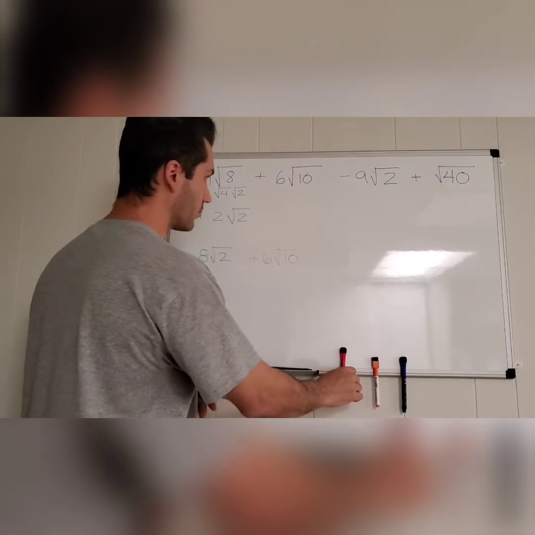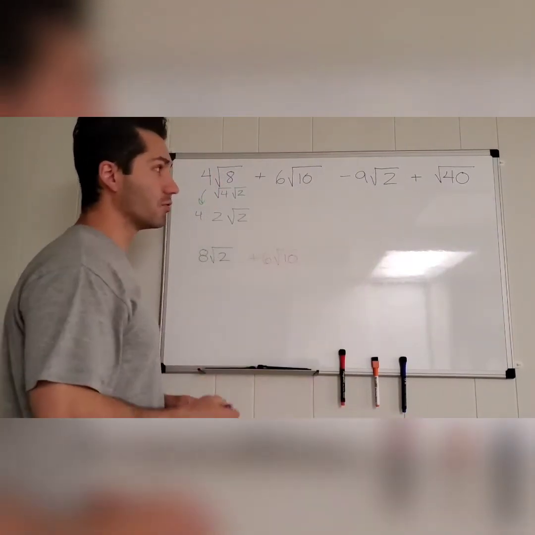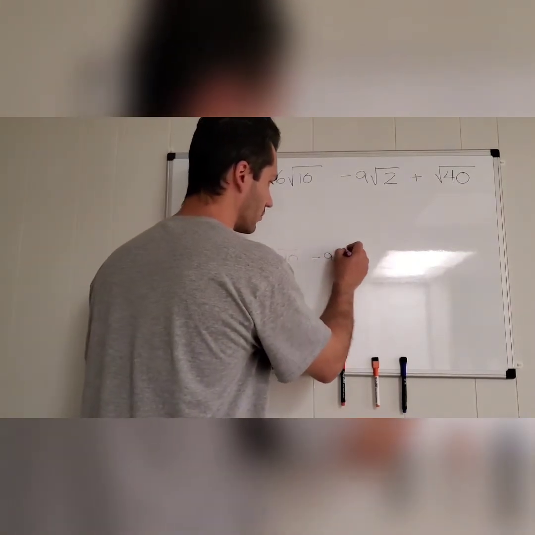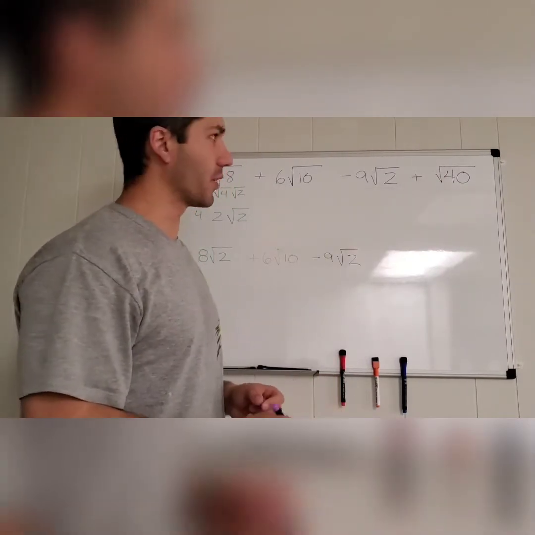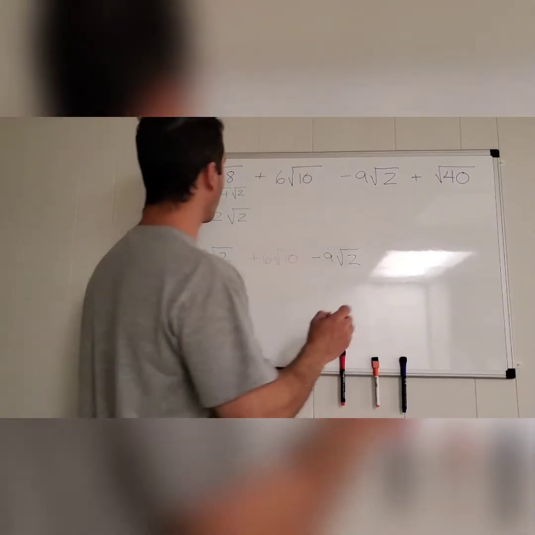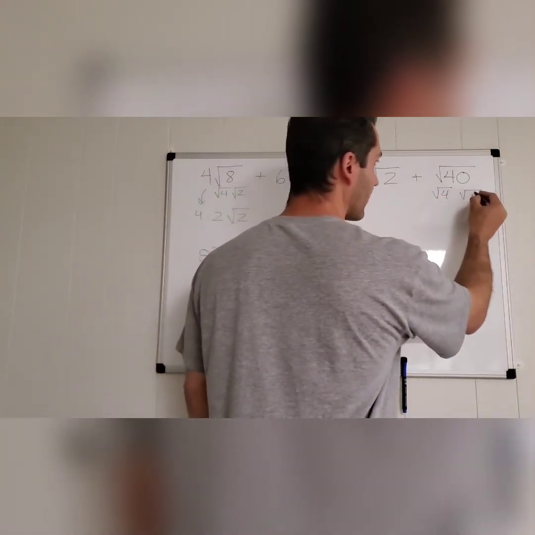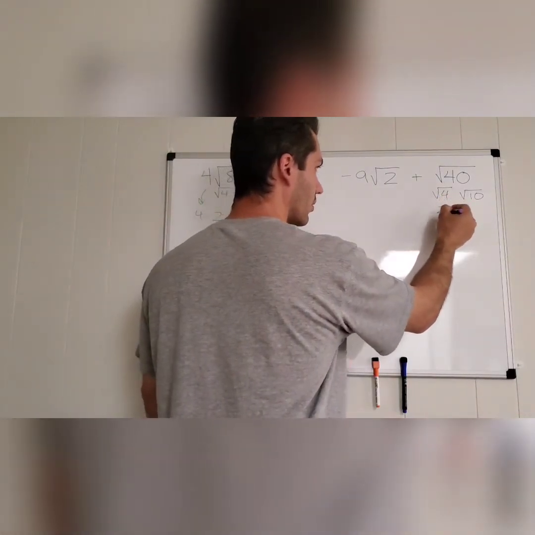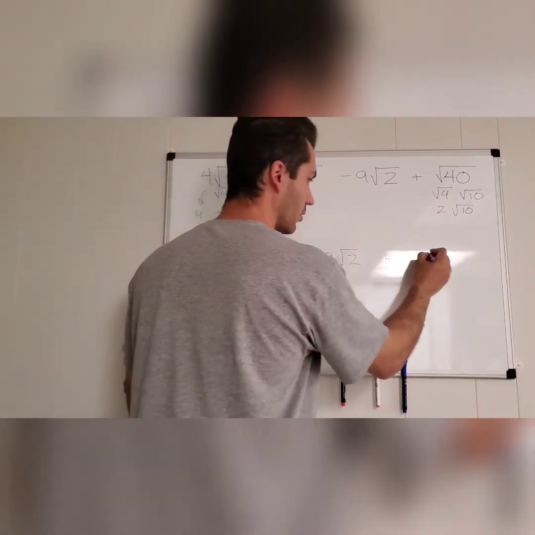We keep going. All right, now I have this 9 radical 2. I can't break down radical 2, so it's just minus 9 radical 2. Now 40. I can break down 40. 40 can be broken down with the square root of 4. It's 4 times 10. The square root of 4 is 2. I have a radical 10. So this is plus 2 radical 10.